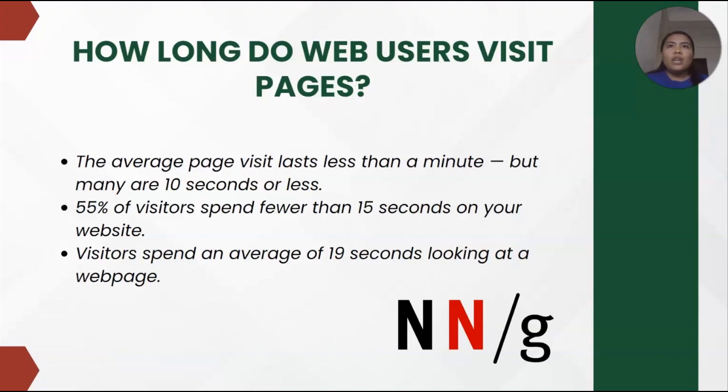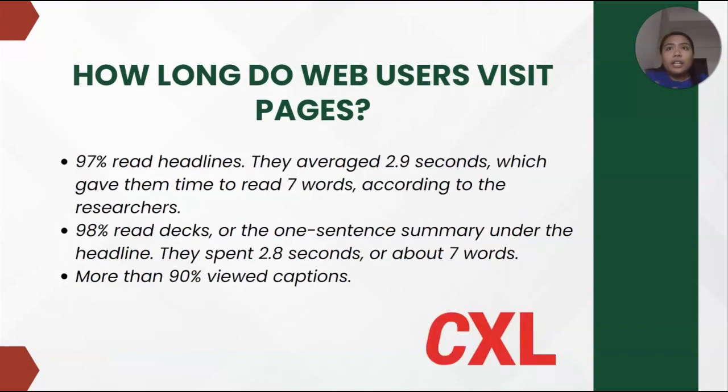So with that being said, let us see what the important things are that they try to see from a certain web page or screen. According to a Conversion Excel study, 97% of their users read the headlines. They averaged 2.9 seconds, which gave them time to read 7 words. 98% read the text or the one-sentence summary under the headline, and they spent only 2.8 seconds, or about 7 words. And 90% of them viewed the captions.